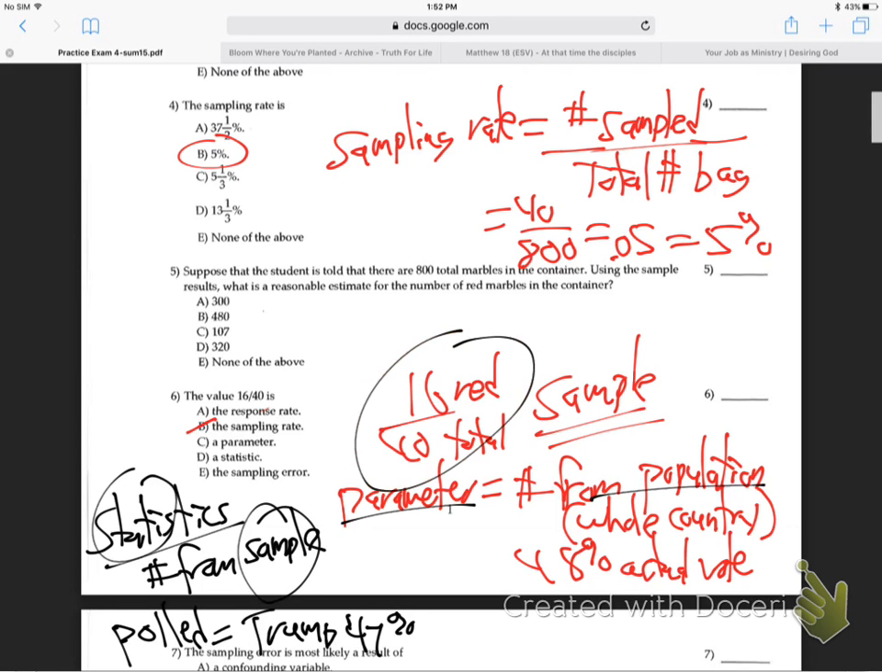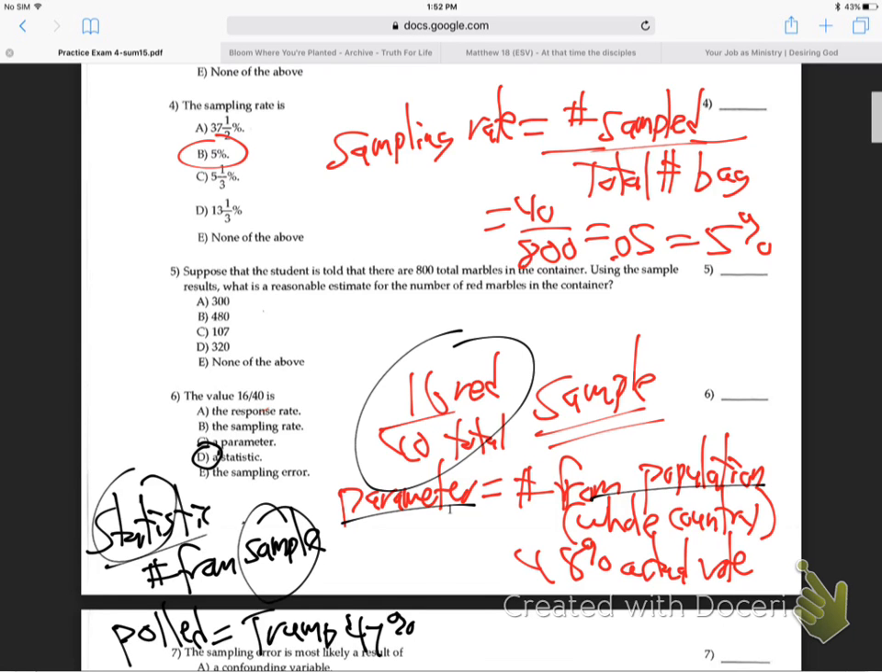So this 16 out of 40 is from the sample. So it's a statistic. The answer is D, huh? It's a statistic. We good? These little words really fool people, all these little bitty things. It's a statistic because it's from the sample.